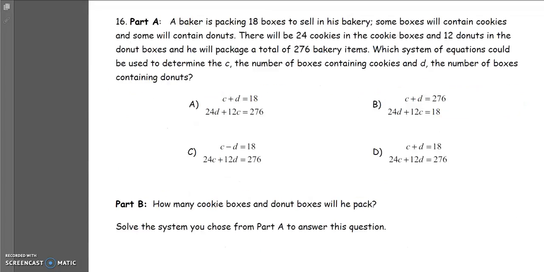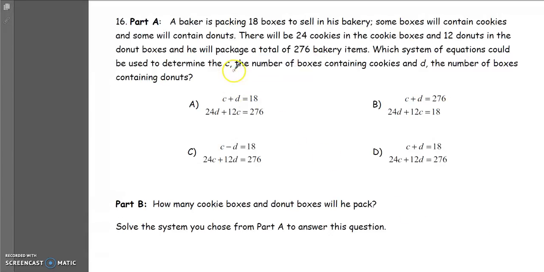Okay, 16 says a baker is packing 18 boxes to sell in his bakery. Some boxes will contain cookies and some will contain donuts. There will be 24 cookies in the cookie boxes and 12 donuts in the donut boxes, and he will package a total of 276 bakery items. Which system of equations could be used to determine the C, the number of boxes containing cookies, and D, the number of boxes containing donuts?